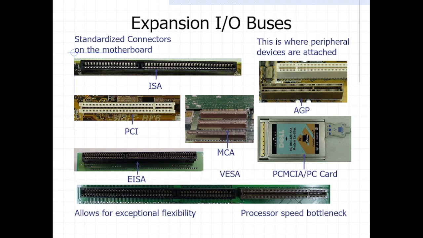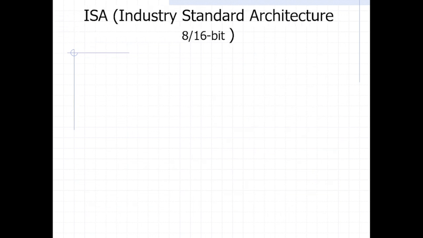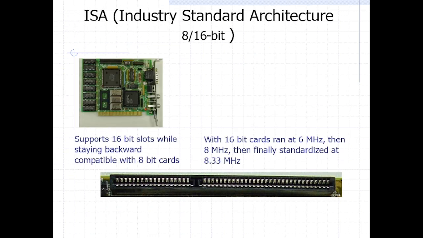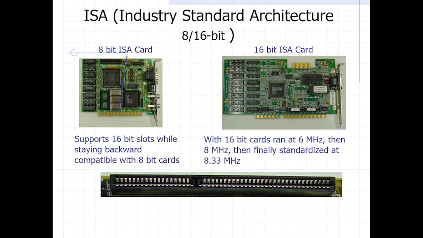Now, these other additional expansion I/O buses are part of the system buses, but they are obsolete in that they were overtaken with time in terms of speed and processing capabilities. So we'll just mention them, but ideally they are not used within the current computer system. We've already looked at the EISA.